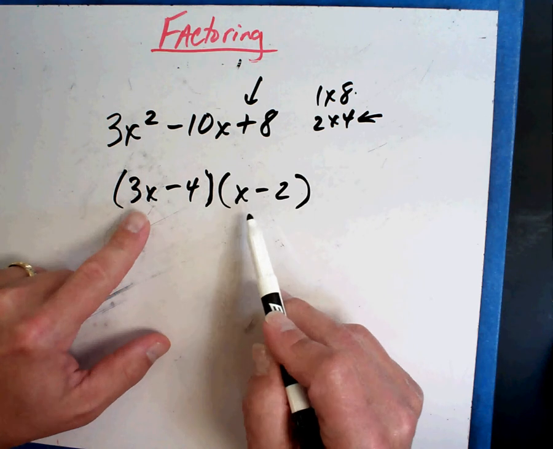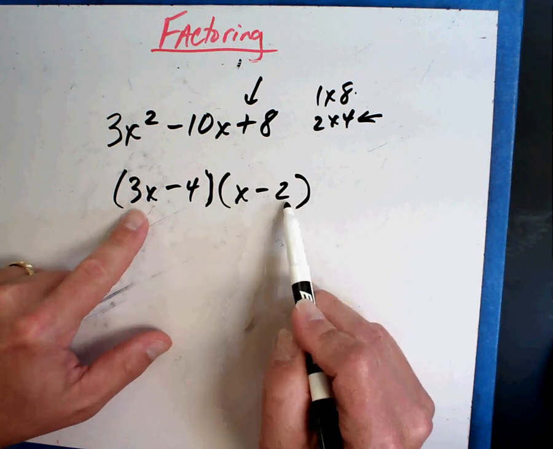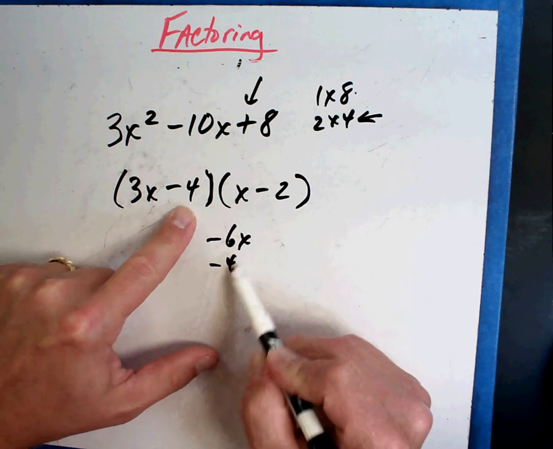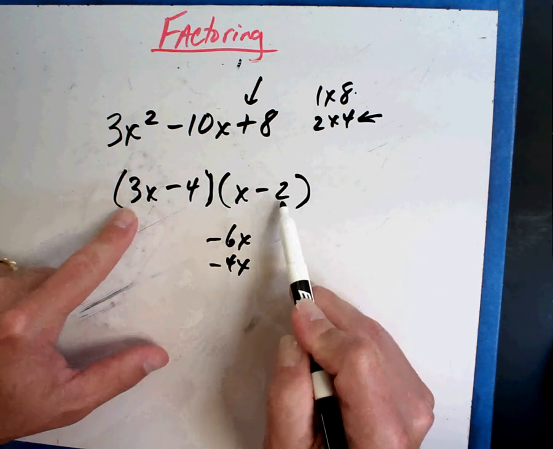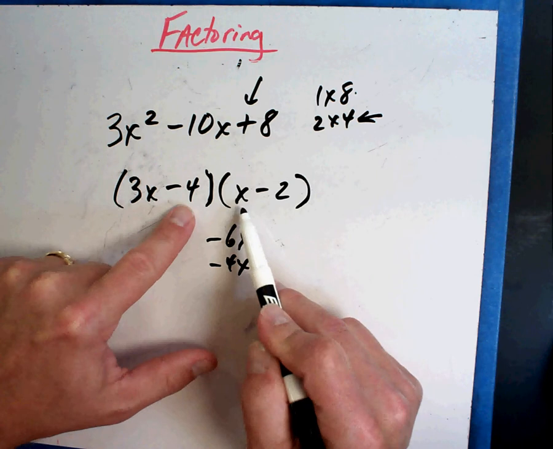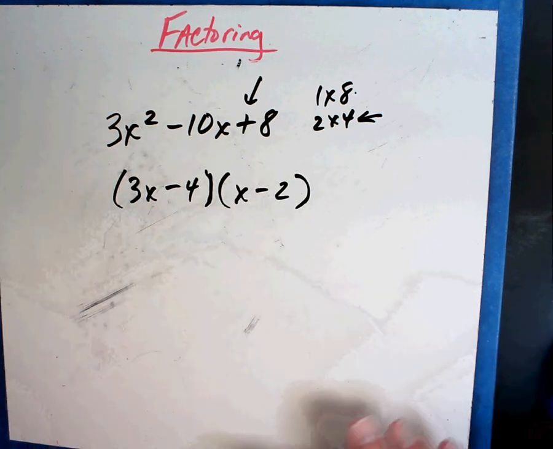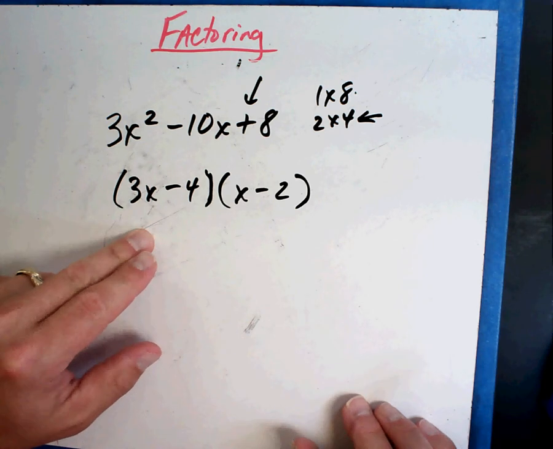Again, it's trial and error. There's my 3x squared. When I multiply those two, it's minus 6x and minus 4x. Okay, one more time. Minus 6x, minus 4x. Does that give me minus 10x? I actually got it right the very first time. There's my answer. I don't have to change anything.